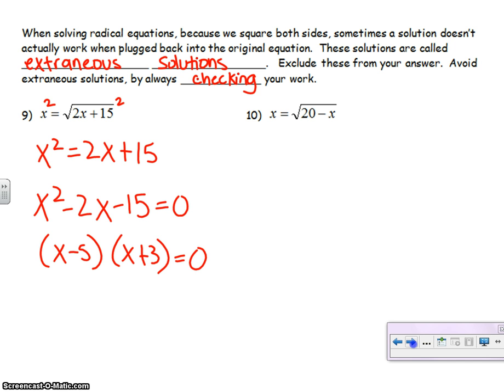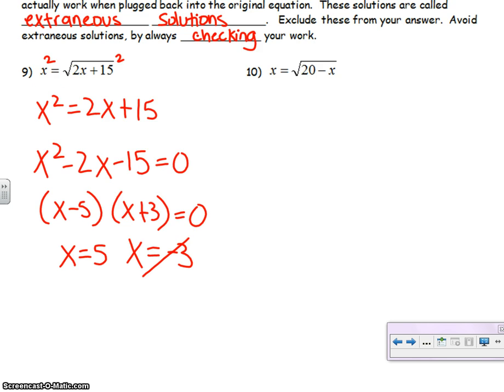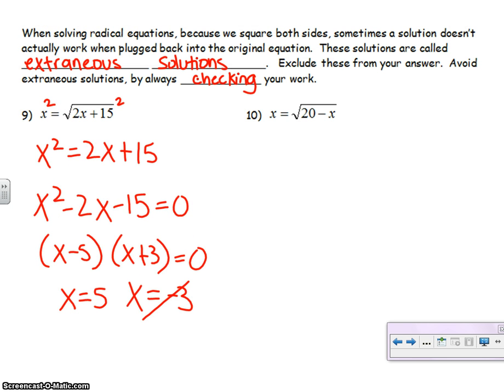Our x is equal to 5. And x is equal to negative 3. All right, what we're going to go ahead and do now is we're going to show our step where we check it. Actually, we'll do that tomorrow. We're going to end up crossing off x is equal to negative 3 because that's going to be our extraneous solution. And we'll talk about that in class on Monday as to why that needs to be crossed out. Okay, let's look at number 10.